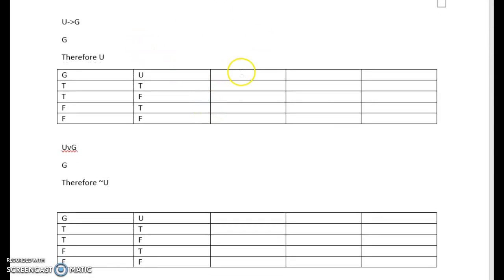Now let's go over the next one. If U then G, then if U then G, G therefore U. Okay. Now this is going to look just like up here, except we're switching, right? Here, what was the conclusion is now the second premise. And here, right, what was the second premise is now the conclusion.